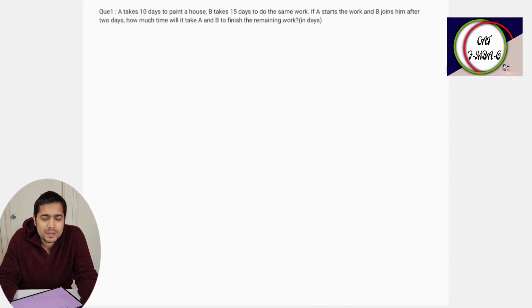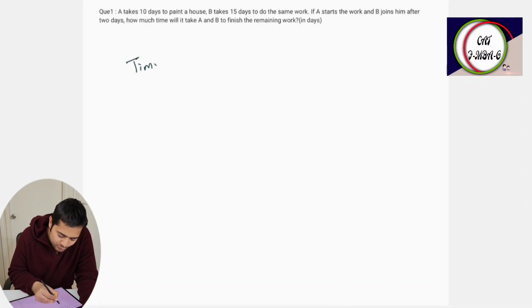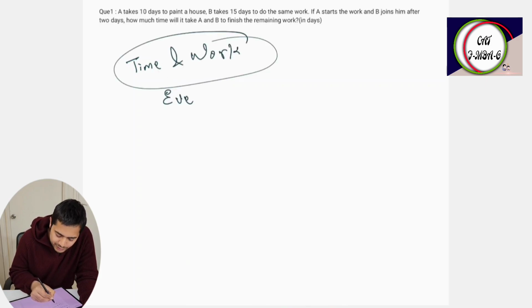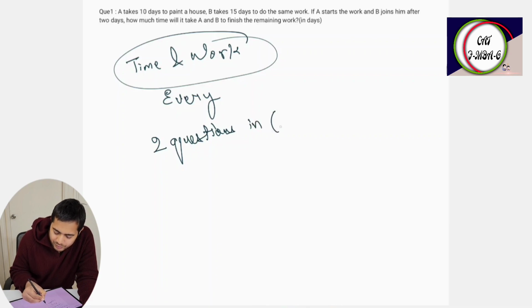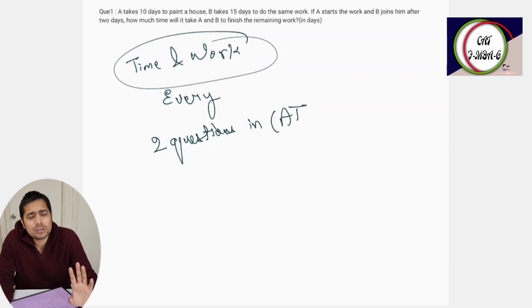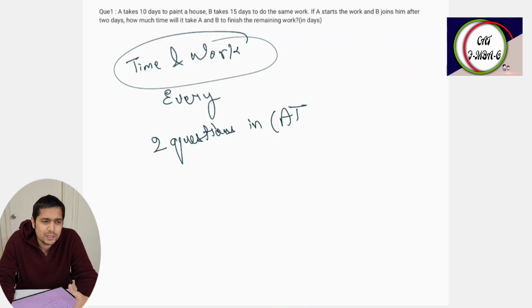So today we are going to do a very important topic, that is time and work. And this topic is very important because every year you can expect at least 2 questions in CAT exam. Every year, at least 2 or 3 questions, 110%. And in XAT also and in other MBA entrance exams. And it is the topic that if you take any entrance exams, definitely you are going to get 2 3 questions. And the other thing is that this topic is very easy.